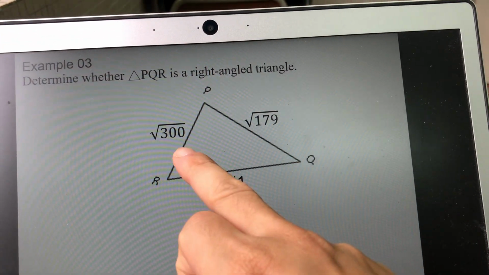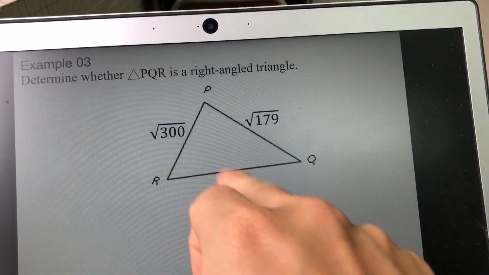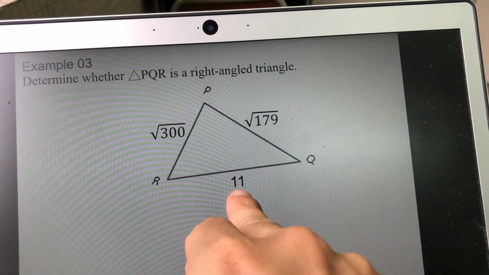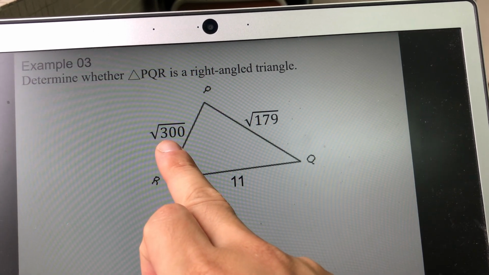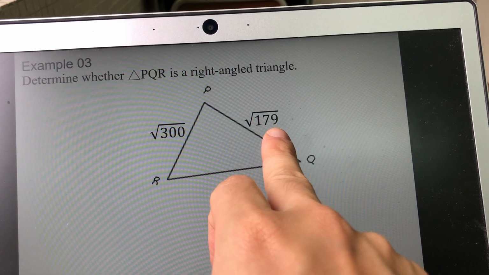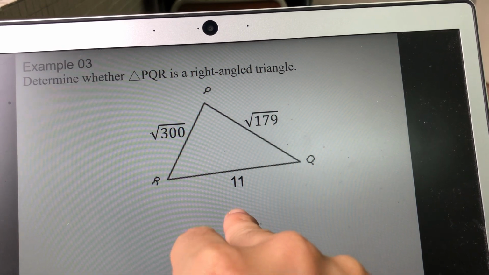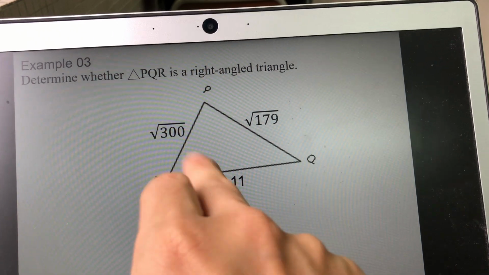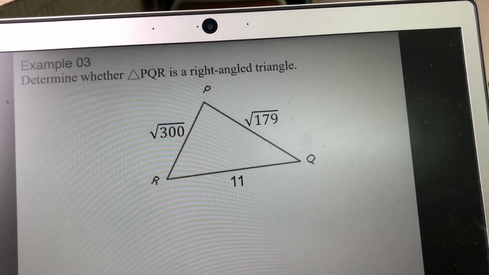First of all, you have to tell which one is the hypotenuse, the longest one. So which one? 11, square root of 300, square root of 179. Which one is the longest one? So we have no idea which one is bigger. So then you may use calculator to help you.